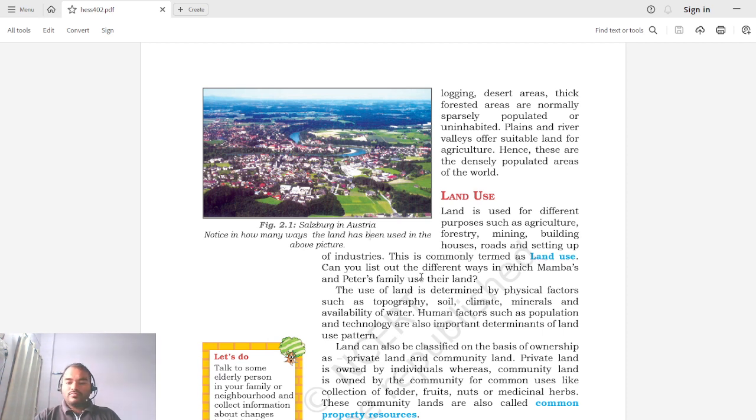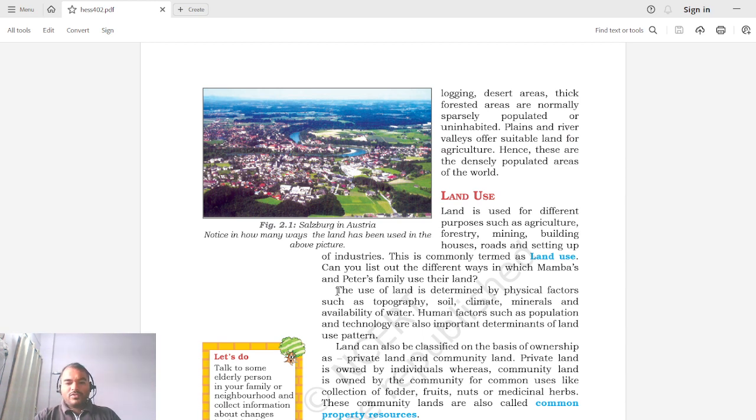So there is an activity given to you. Can you list out the different ways in which Mamba's and Peter's family use their land? Right. So I think this activity you can do on your own. I am leaving it to you. So just note down what activities their parents or their family carry out on their respective lands.